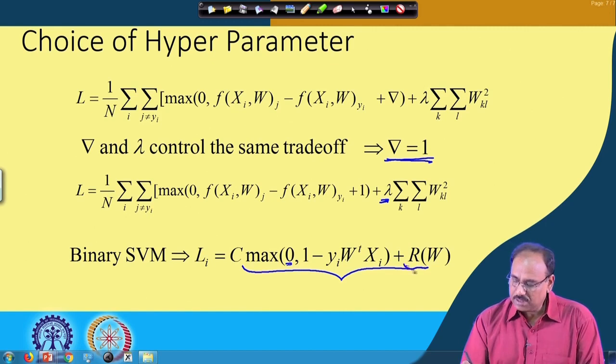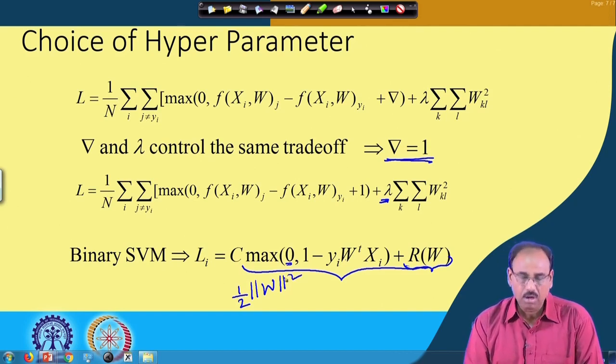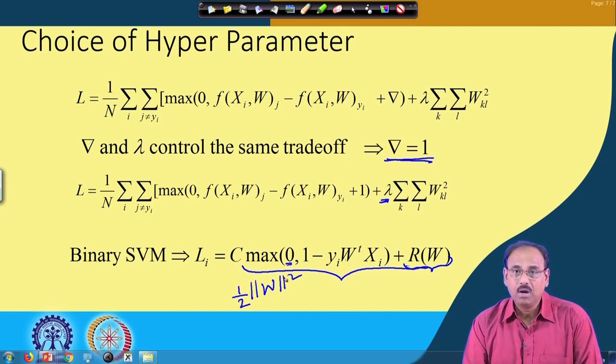And the regularization term in case of the two class support vector machine, if you remember, we had put as half of W square. That was the regularization term. So, you find that this binary SVM or two class support vector machine is nothing but a special case of a multi-class support vector machine.